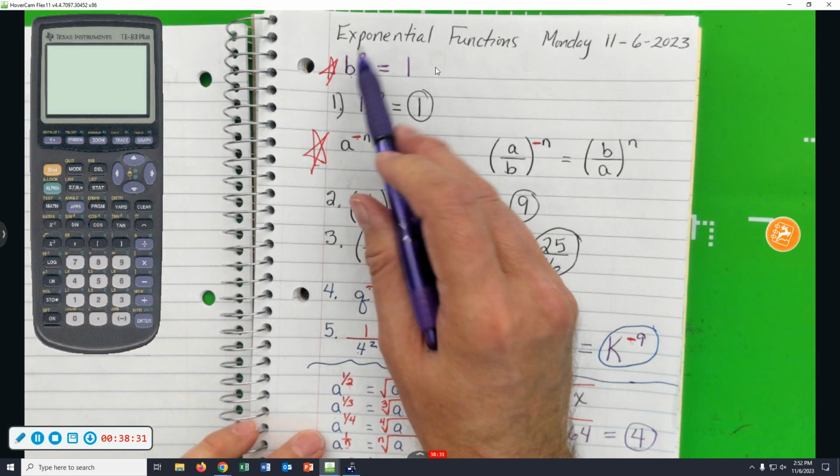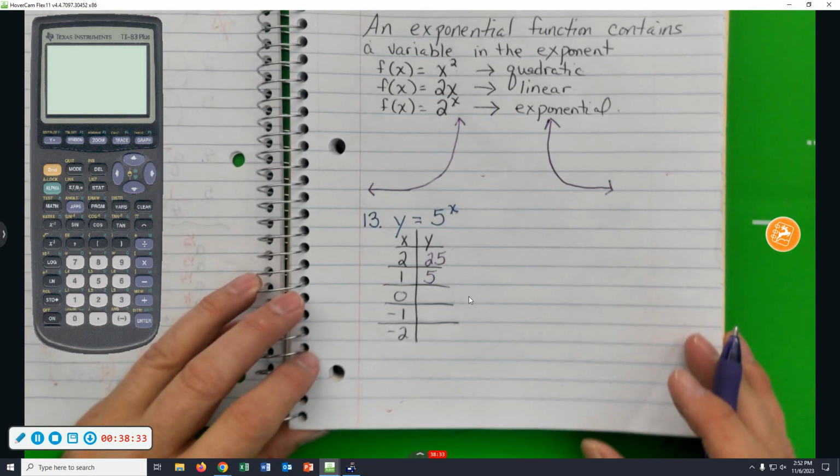Anything to the 0 power, is that 1? Is that what I heard? Mm-hmm.